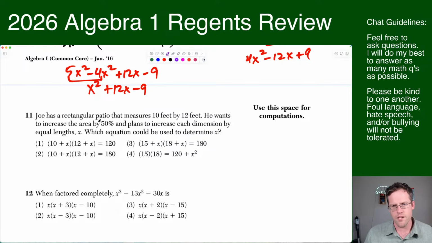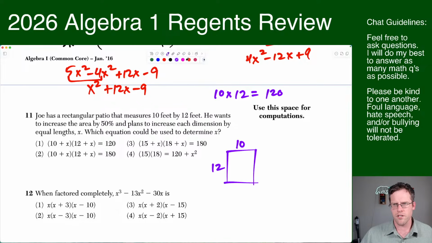All right, so Joe has a rectangular patio that measures 10 by 12. He wants to increase the area by 50% and plans to increase each dimension by equal lengths x. Which equation could be used to determine x? So this one, I usually draw these out. So this is like 10 by 12. And the area, just remember back to third grade, 10 times 12 is 120. So the area is 120 square feet.